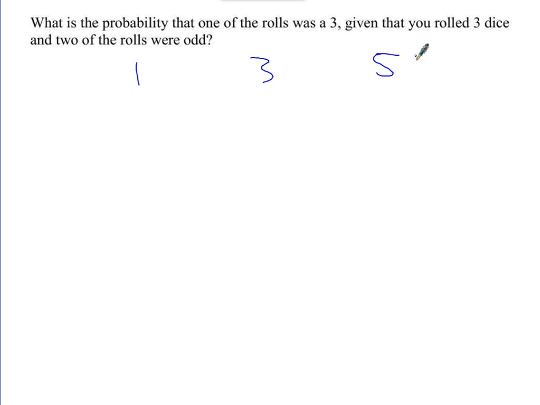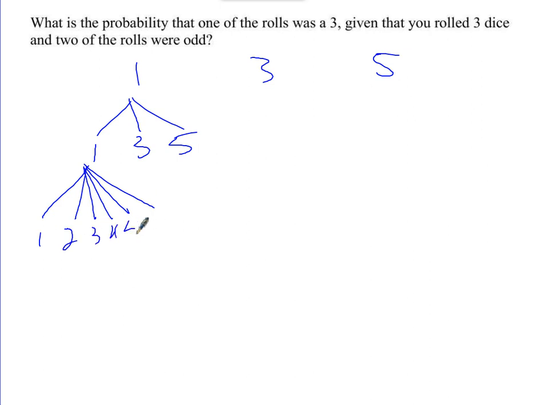How about my second roll? Count it as your second odd roll. 1, 3, 5. Now my third roll, what is that? All of them, because we don't know what that one was. 1, 2, 3, 4, 5, 6. So we're looking for probability, which means we're doing wins over ways. Let's figure out how many ways we can roll this situation.